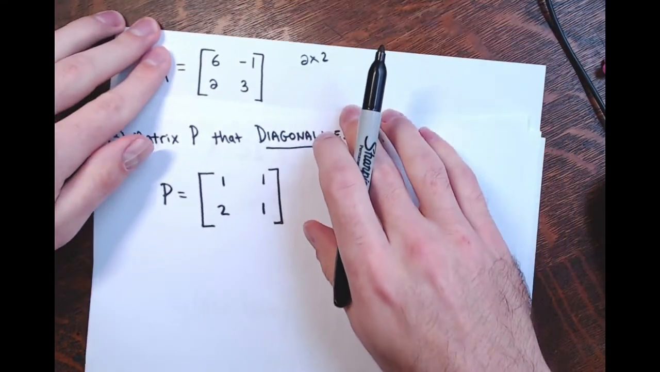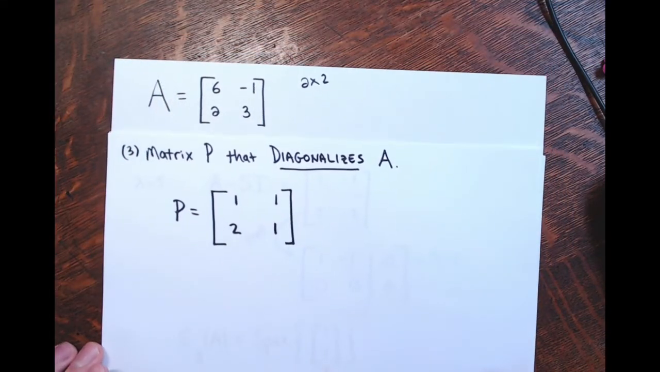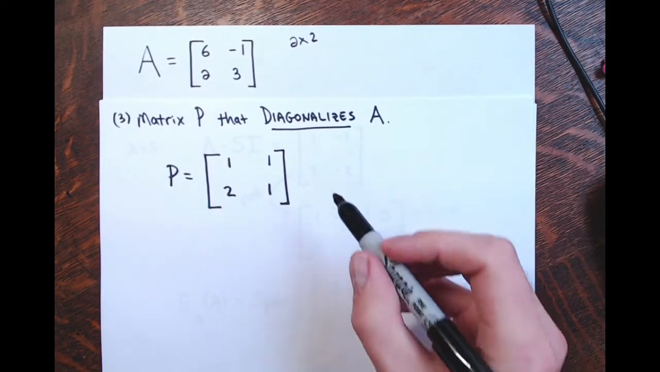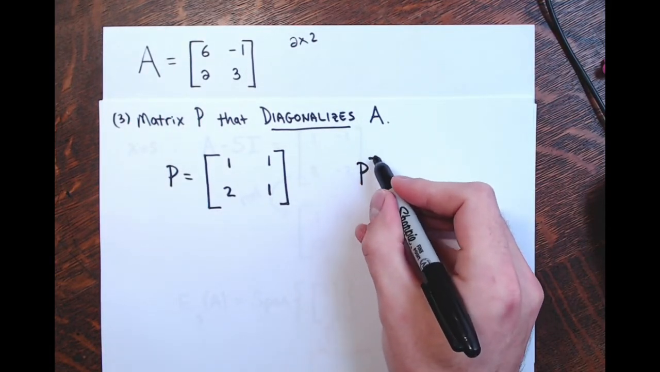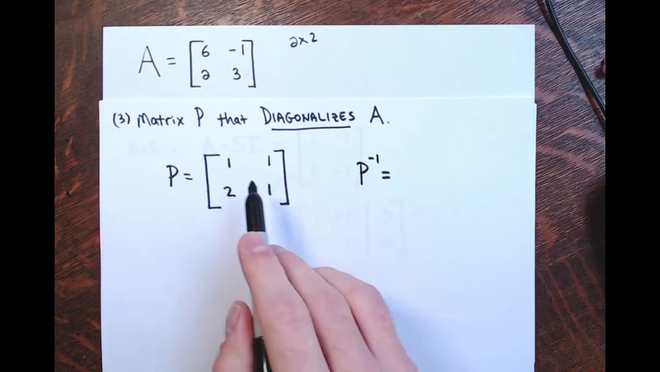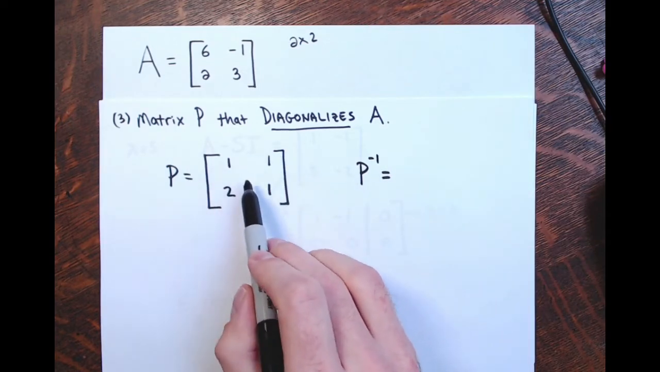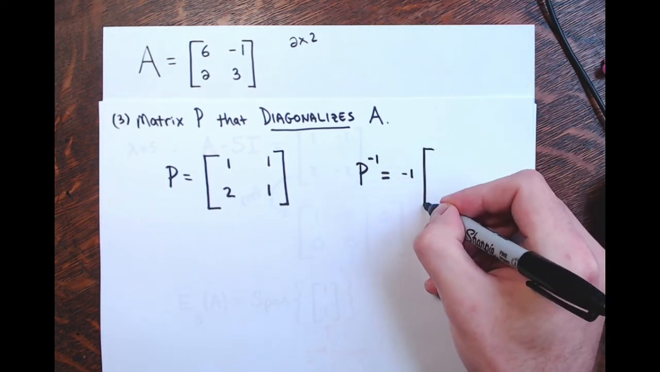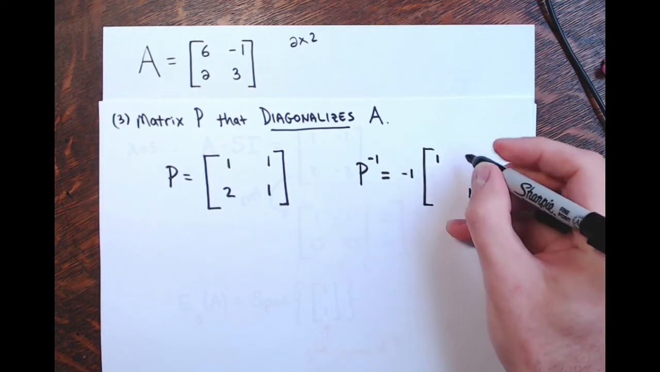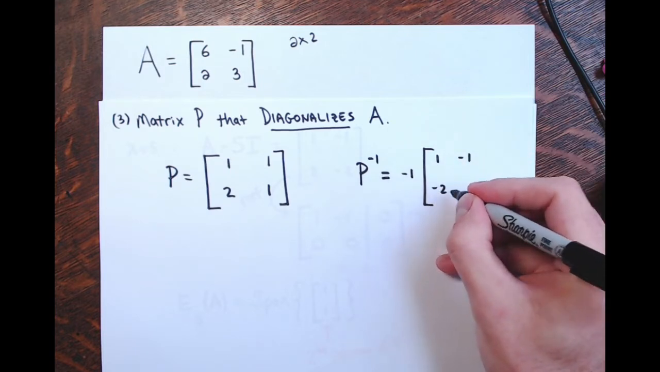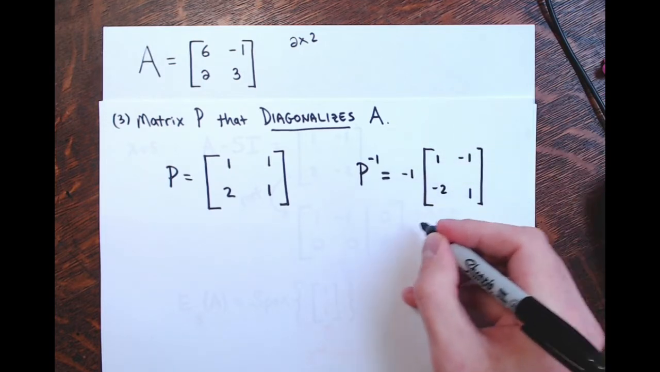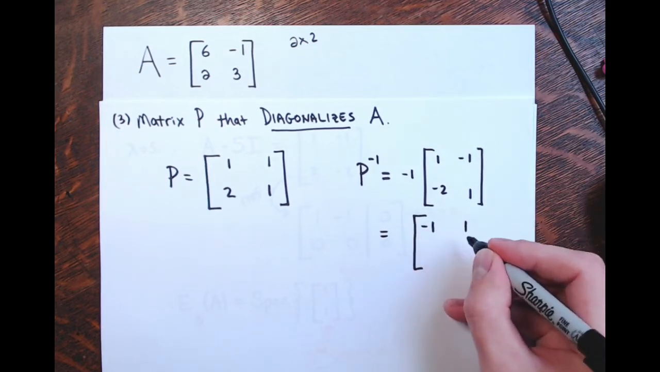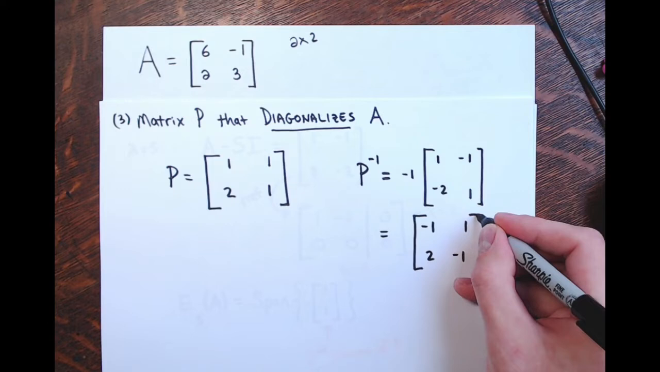And let me show you. Well, in order to see that, we need to find P inverse as well. So first, what's the determinant of this? It's 1 minus 2, so negative 1. So the reciprocal of that is negative 1. Switch the diagonals and take the opposites of these. So P inverse is the matrix with entries negative 1, positive 1, positive 2, negative 1.